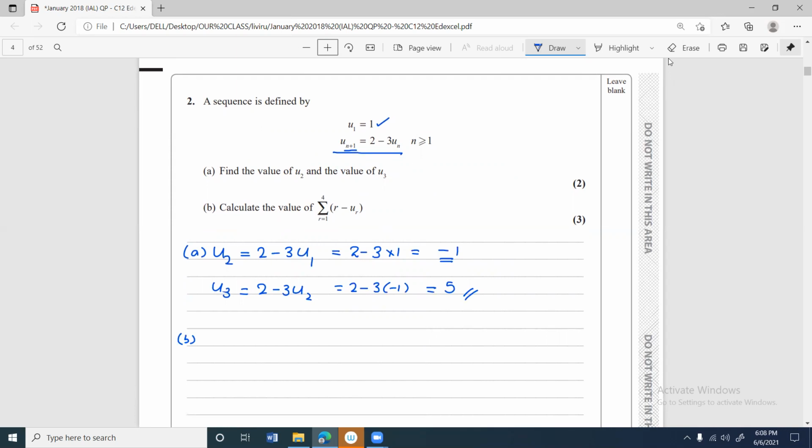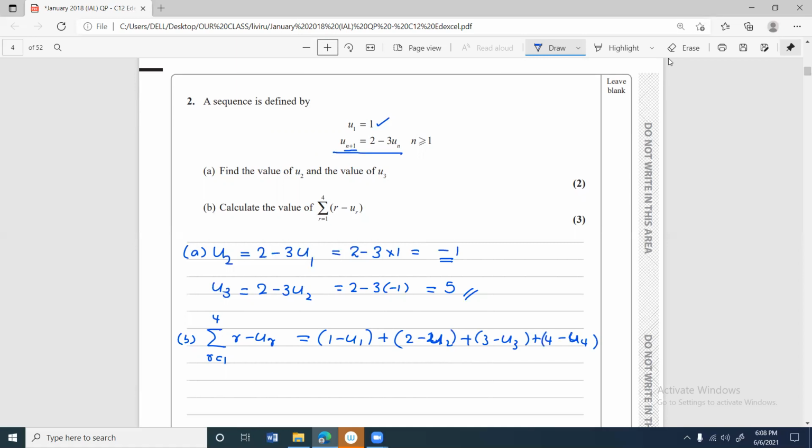B. We need to calculate the value of the sum for r going from 1 to 4 of r minus ur. Let's see how to do this. This is not a very hard question. That means r varies from 1 to 4. If r is 1, 1 minus u1, plus, summation, it's plus. If r is 2, 2 minus u2, plus 3 minus u3, plus 4 minus u4.